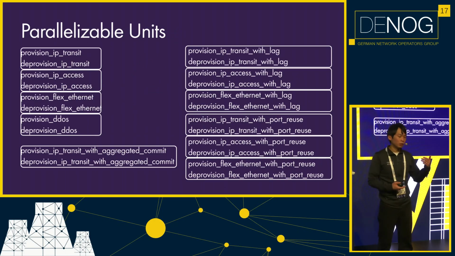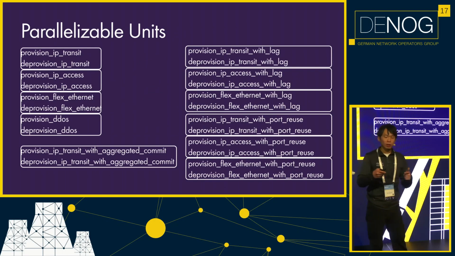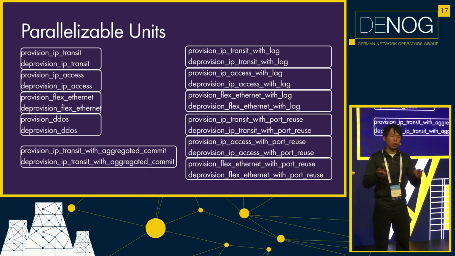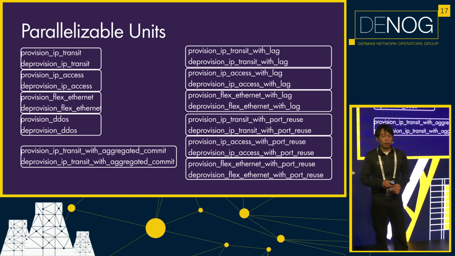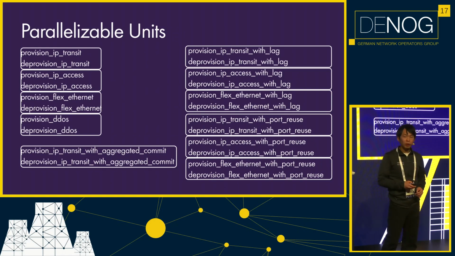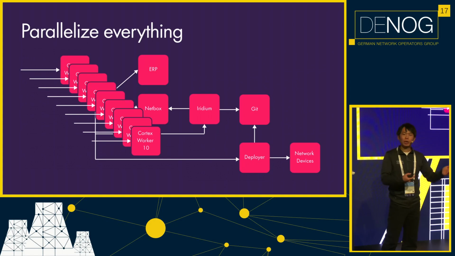Obviously, when you say deprovision IP transit, it cannot be parallelized because it depends on provision IP transit. So this is how you can kind of send in the work streams, so to speak. Or here I wrote parallelizable units. And then when you add more stuff, then you just add more workers, right?